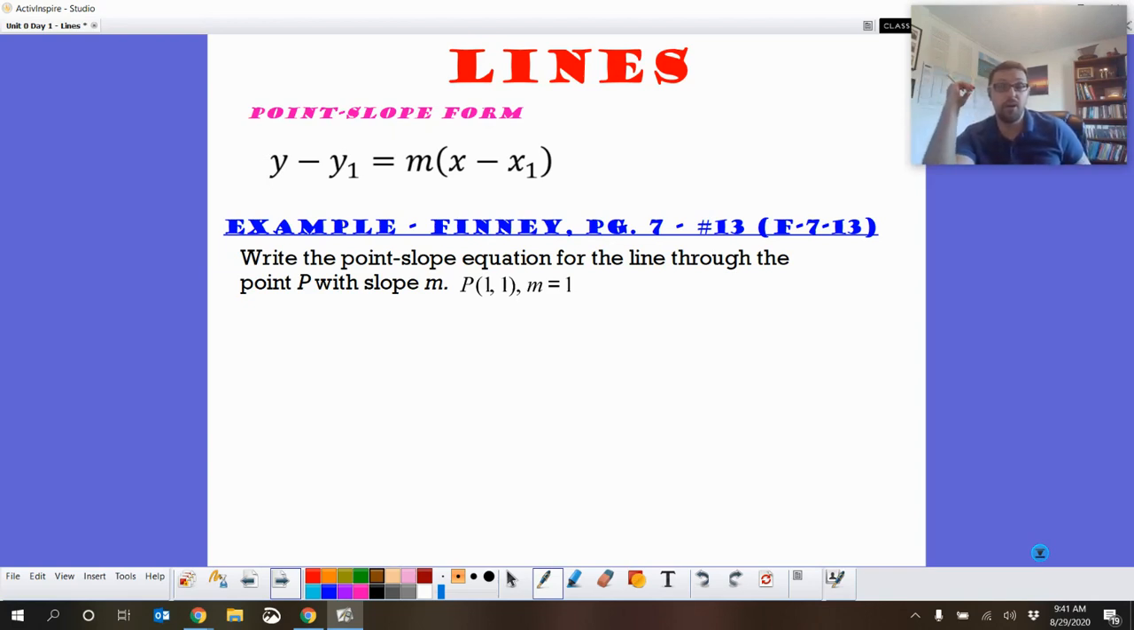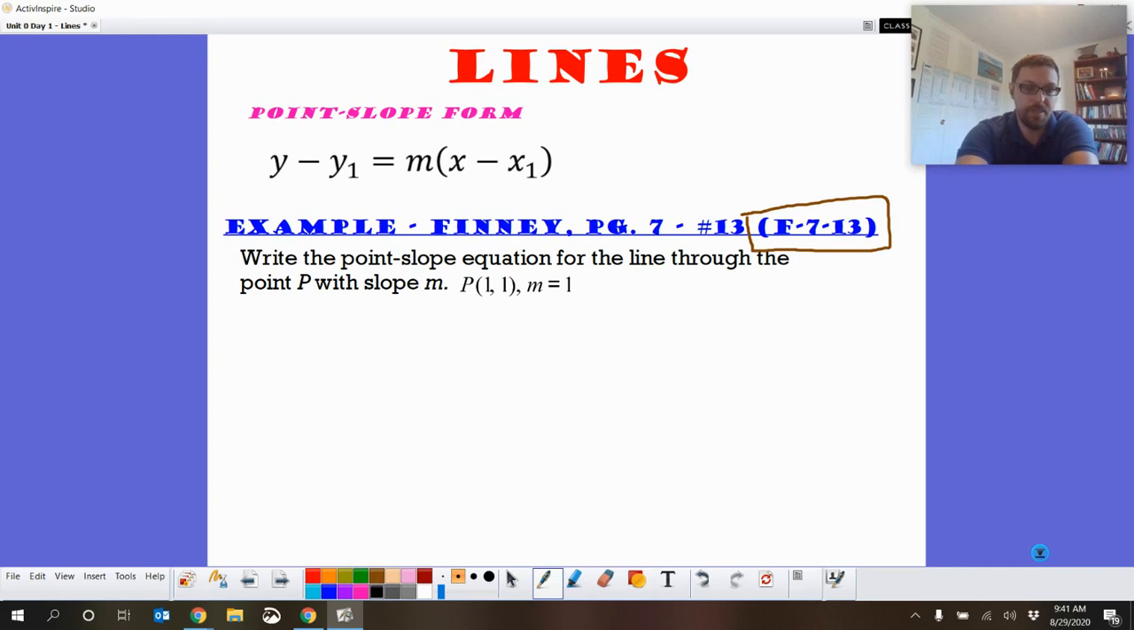Now, our all-purpose one, the one that's not easy to graph, but really helps us write equations, is point-slope form. You just take a point, plug it into the x1 and the y1, and you take a slope, plug it in for m, boom, you've got yourself an equation. So in this one, remember on the side, you're just going to write F713.